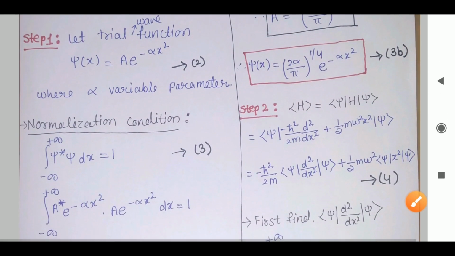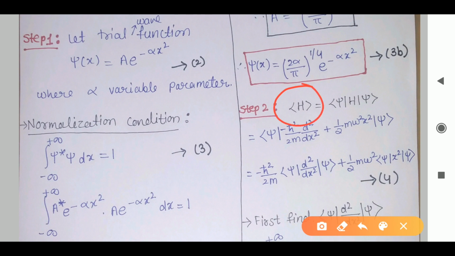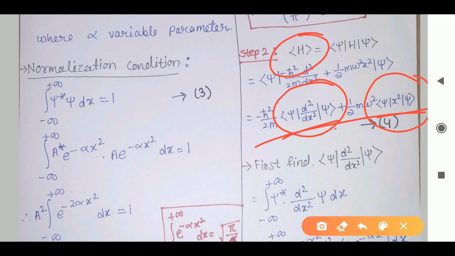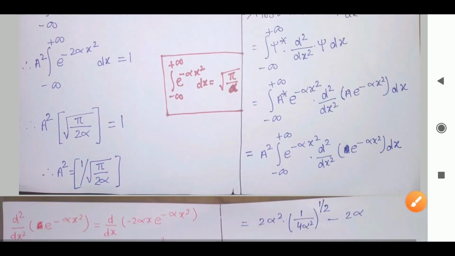Then our second step is what? We will write the expectation of Hamiltonian, and get its value. So here we will get it in this form, but it is not a complete one. First we'll solve this, then we will solve this. Whatever values we get of these two, we will substitute here to get the value of Hamiltonian.